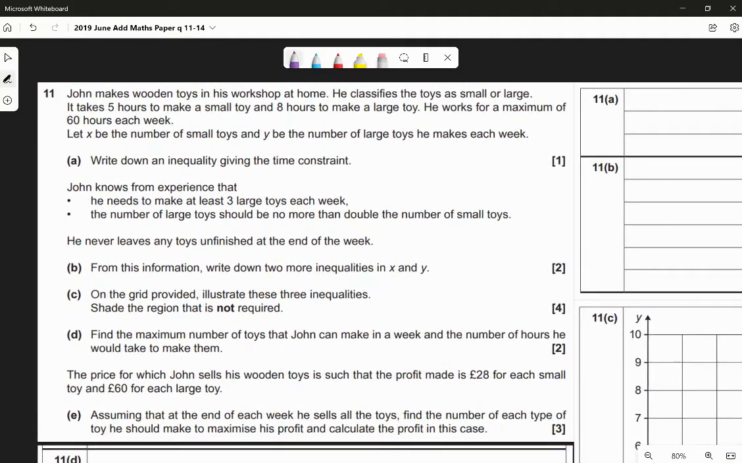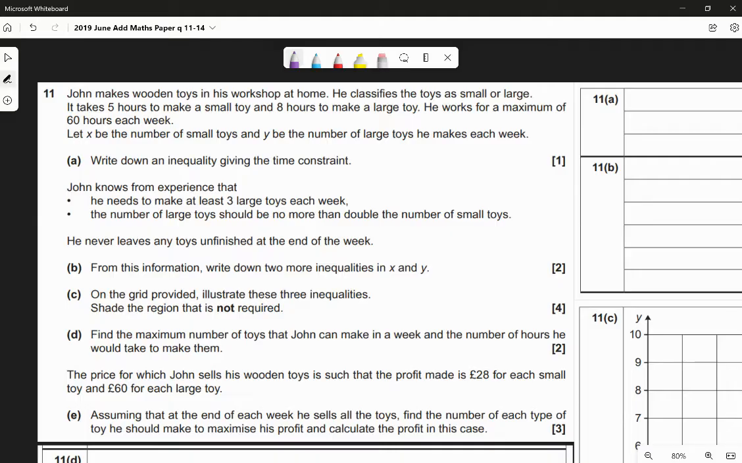So, there's a lot of words in this question. John makes wooden toys in his workshop at home. He classifies the toys as small or large. It takes 5 hours to make a small toy and 8 hours to make a large toy. He works for a maximum of 60 hours each week. Let x be the number of small toys and y be the number of large toys he makes each week. Write down an inequality giving the time constraint.